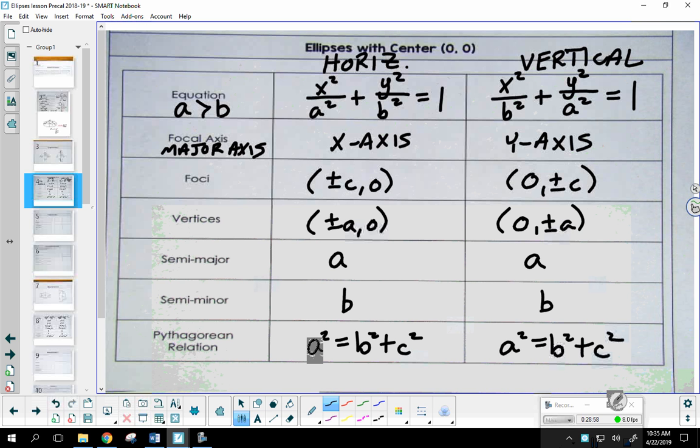So when you're talking about the distances, the major axis will always be associated with A. Okay, the minor axis will always be associated with B. And then, of course, to find C, you can use that modified version of the Pythagorean theorem to find it. But there's also a shortcut that I'll show you where you may not need to use that.